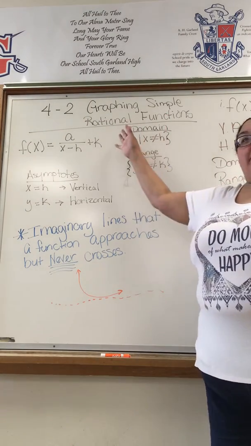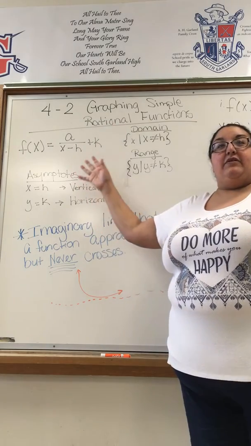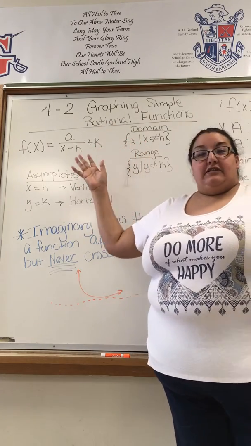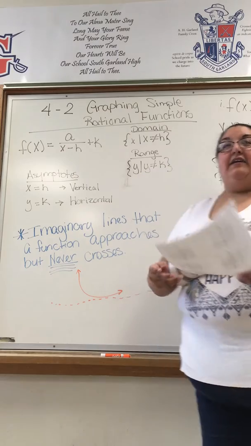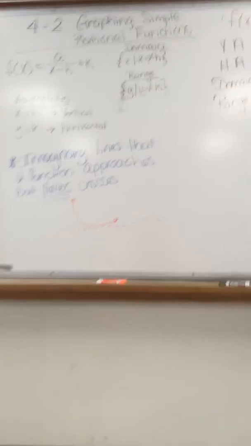Now that we talked about the attributes, the key features regarding rational functions, let's go ahead and take a look at letter I. So we're going to move along over here.